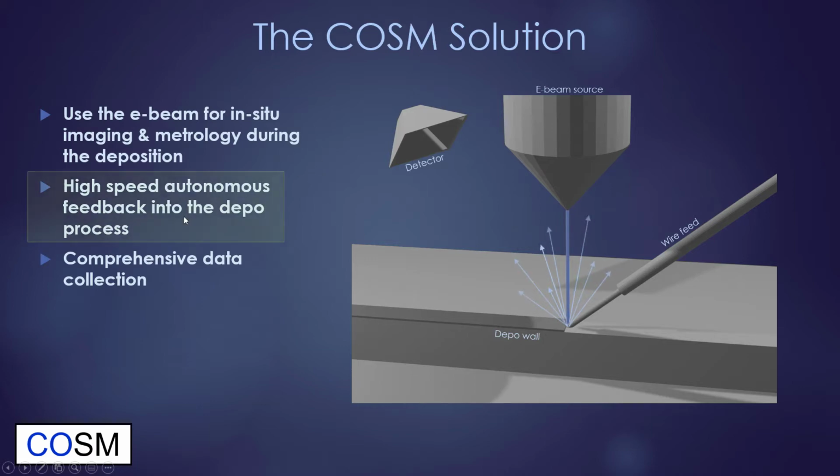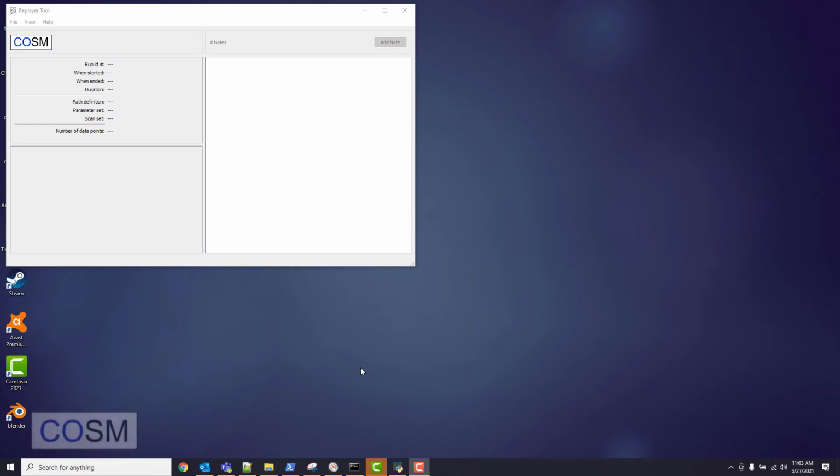during the build. This combination gives us the opportunity to employ a high-speed process feedback loop where the system will automatically and autonomously adjust control parameters to ensure a consistent result. We'll cover the mechanics of that in a separate video. For now, though, we'll focus just on the data collection and replay capabilities.